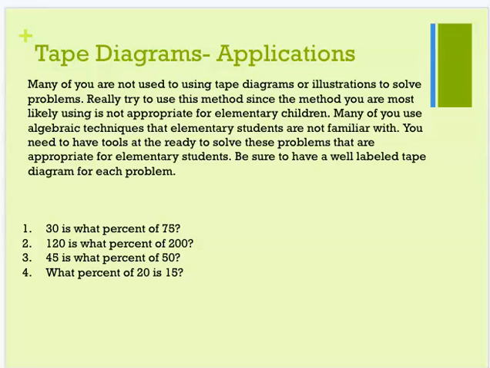So there's the 4 problems. 30 is what percent of 75, 120 is what percent of 200, 45 is what percent of 50, and what percent of 20 is 15. Think about those problems and see how you would do it using a tape diagram.